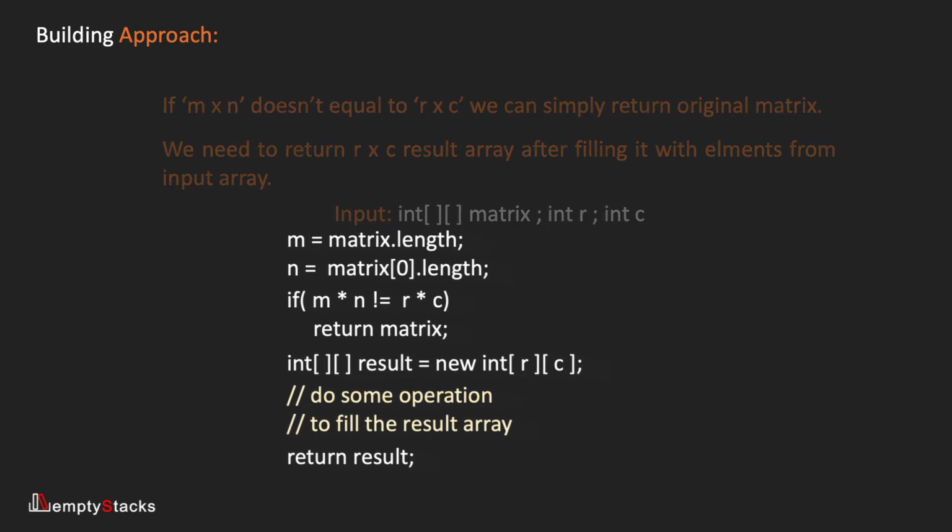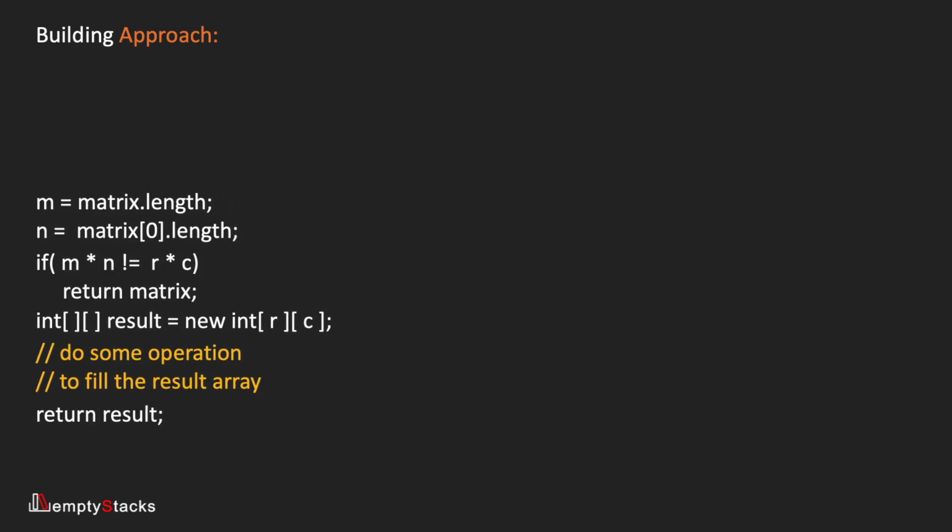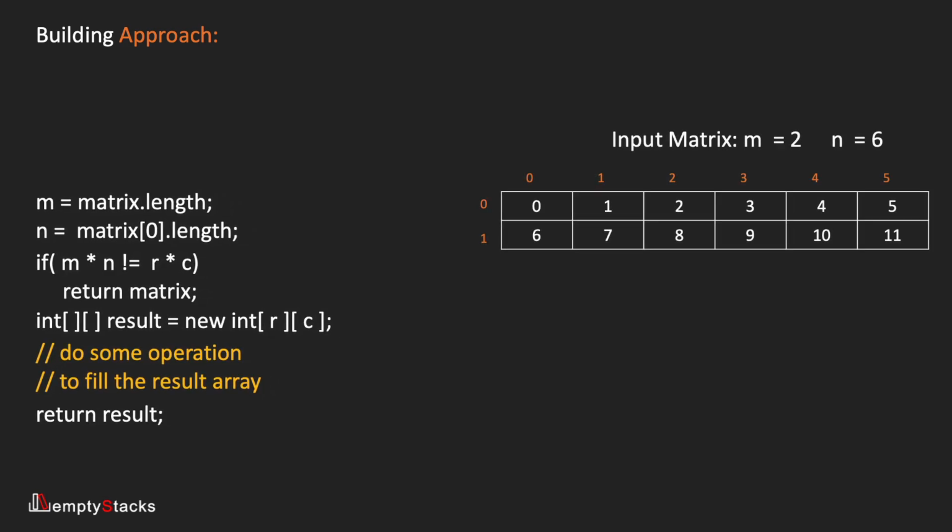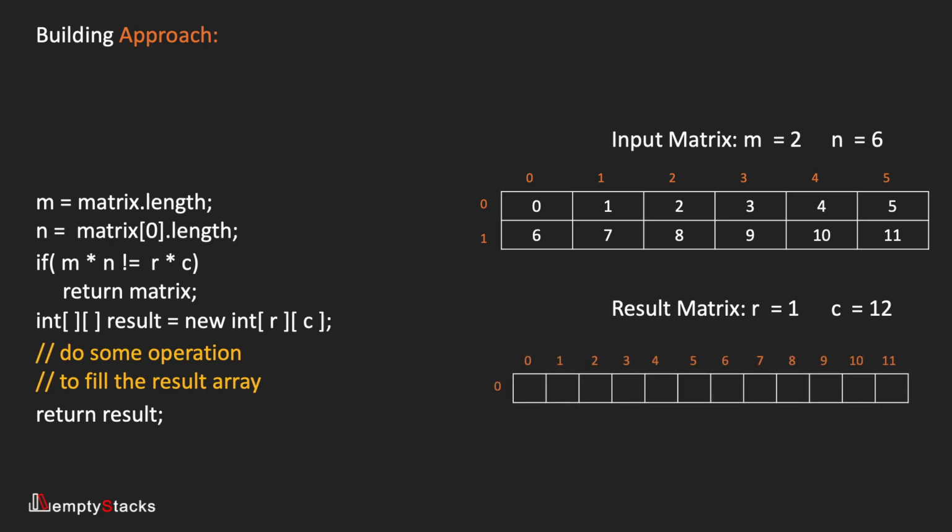Now let's see how we can fill the result array using the original matrix. Let's take another example. Say the input matrix is of size 2 cross 6 and is filled with values from 0 to 11 in the same order. And the values of r and c given to us are 1 and 12, meaning there is only one row and 12 columns. We see that the products are the same, so we can try to fill in this matrix.